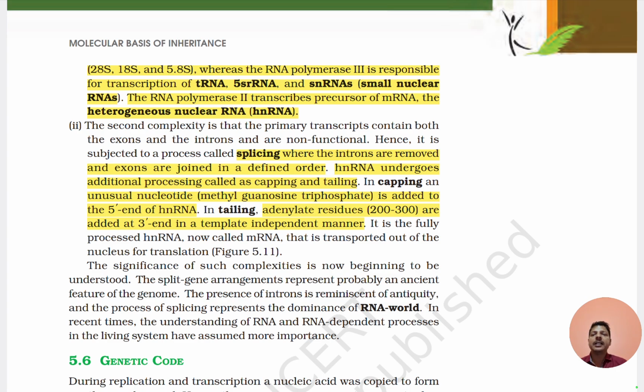Hence, it is subjected to the process called splicing, where the introns are removed and exons are joined in a defined order. hnRNA undergoes additional processing called capping and tailing. In capping, an unusual nucleotide, methyl guanosine triphosphate, is added to the 5' end of the hnRNA, and in tailing, 200 to 300 adenylate residues are added at the 3' end in a template independent manner. It is the fully processed hnRNA, now called the mRNA, that is transported out of the nucleus for translation.